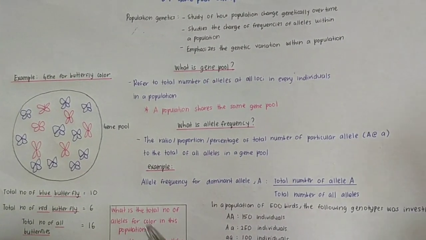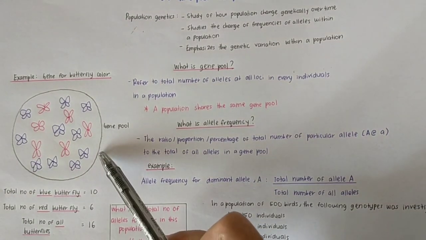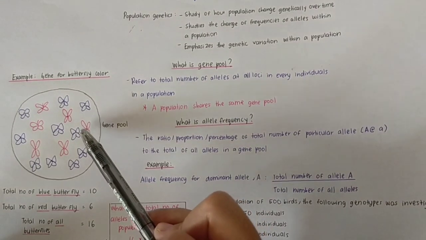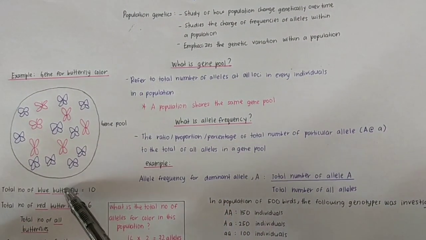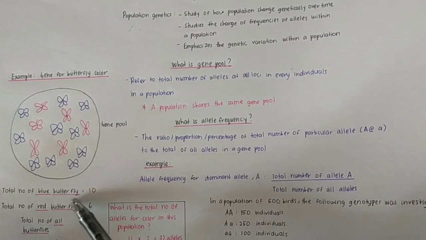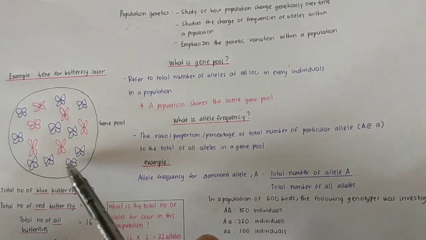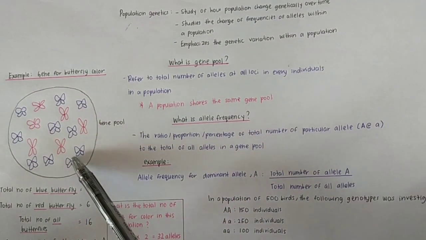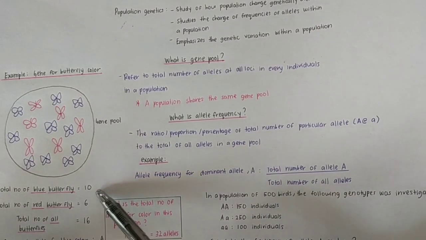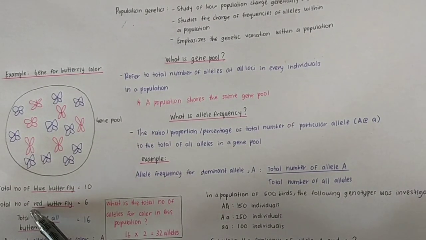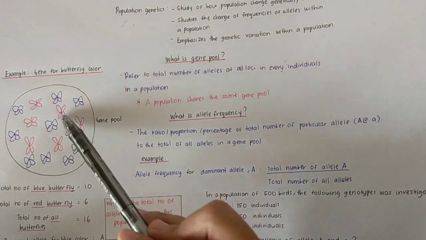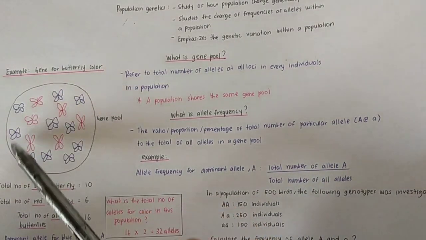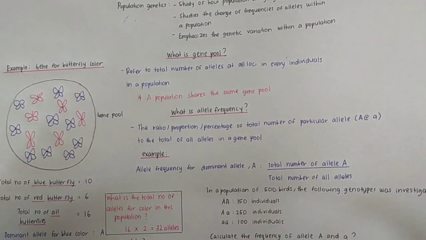So let's look at the example first. Kalau kita tengok based on the gene pool here, maksudnya yang ni adalah kita refer kepada population of the butterfly with two different colors, the red color butterfly and also the blue color butterfly. So kita tengok dulu total number of blue butterflies here. Bila awak kira, 1, 2, 3, 4, 5, 6, 7, 8, 9, 10. So we have 10 butterflies for blue color. And for total number of red butterflies here, we have 1, 2, 3, 4, 5, 6. So 6 butterflies. The total number of all butterflies in this population is 16.